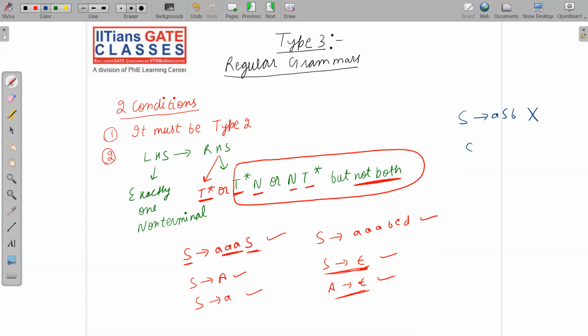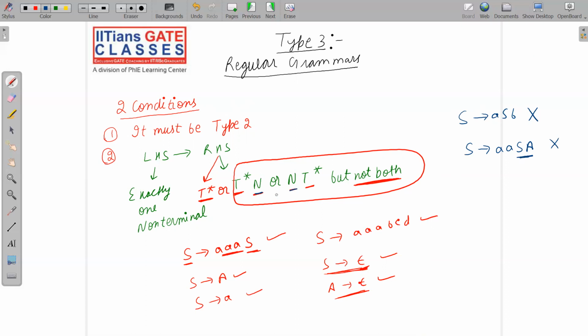And let me give you one more example. If I say S implies, say A, is this according to type 3? No. Why? Because we can have at most one non-terminal, and that too in the extreme right or in the extreme left. But here we are having two non-terminals. So this is not according to type 3.